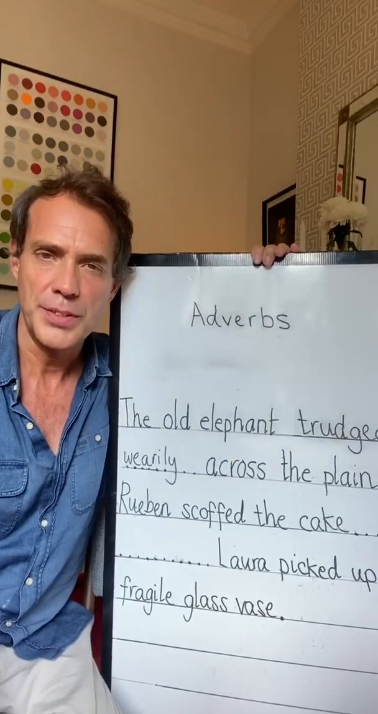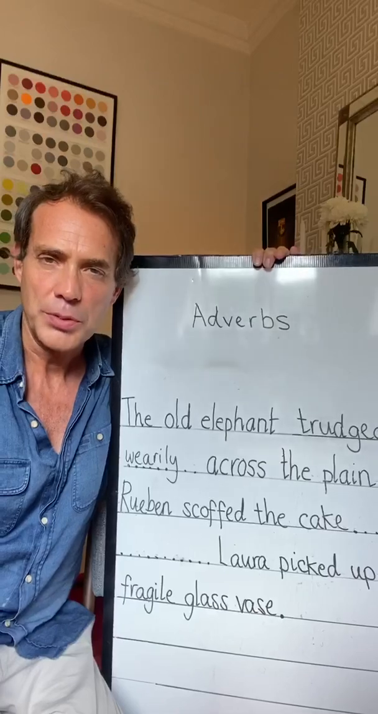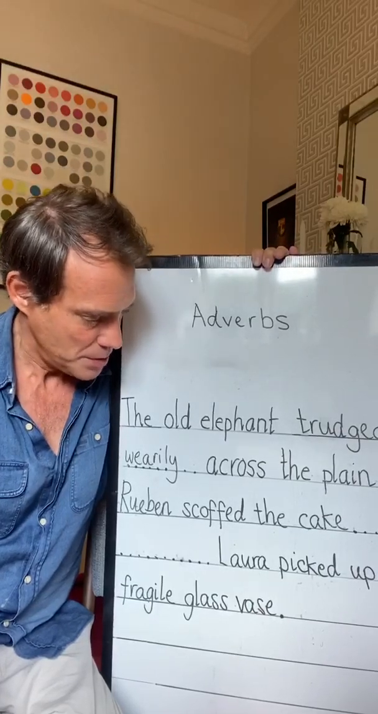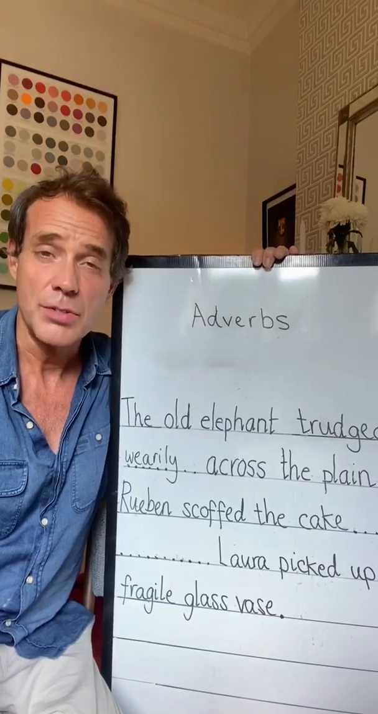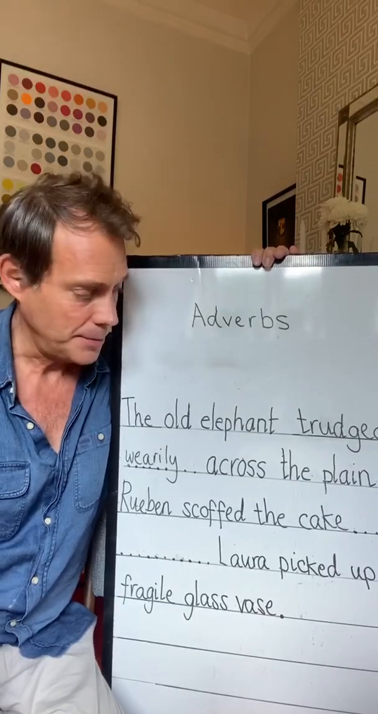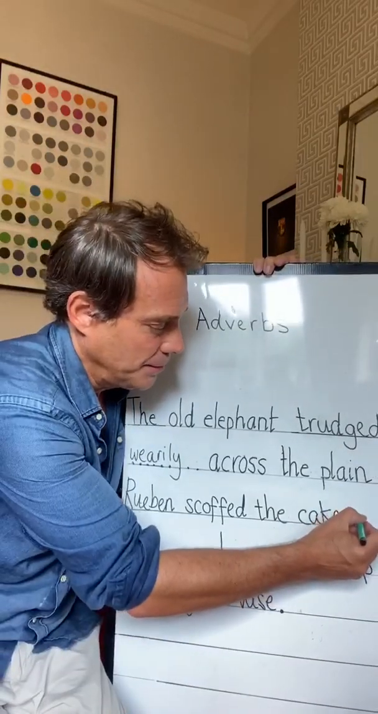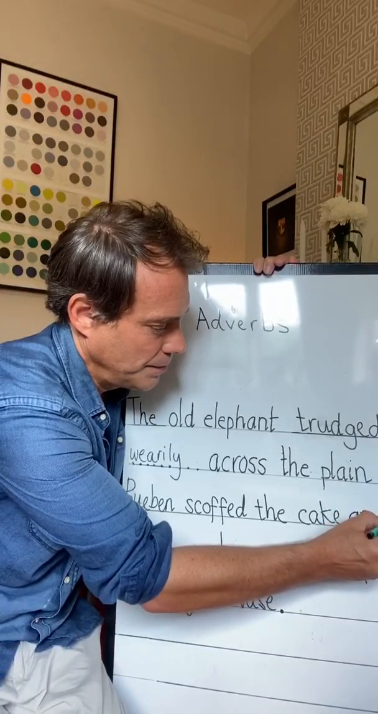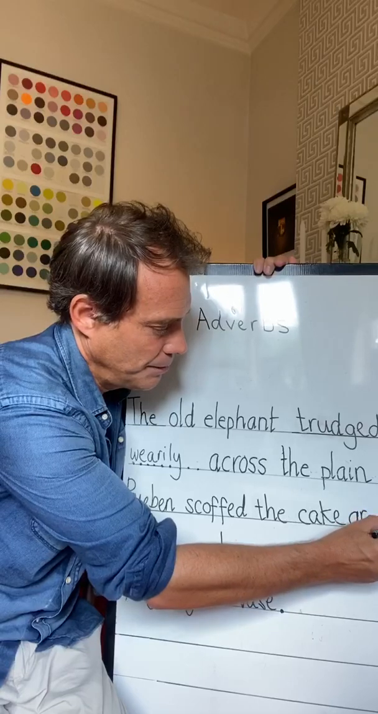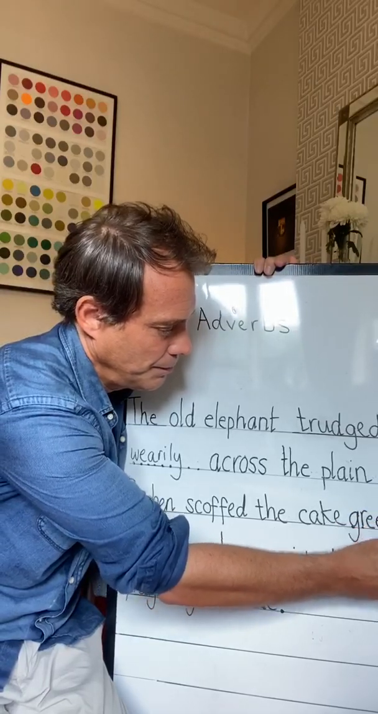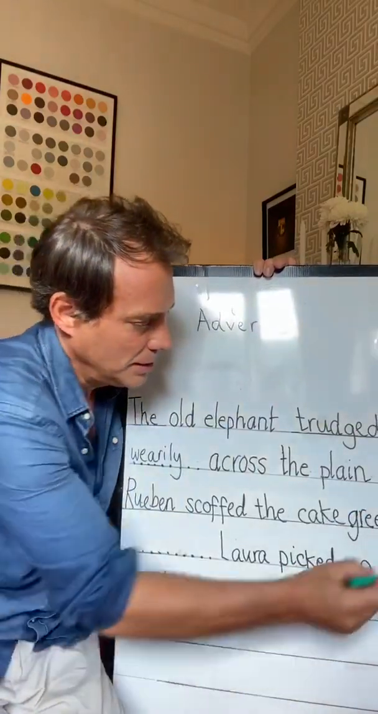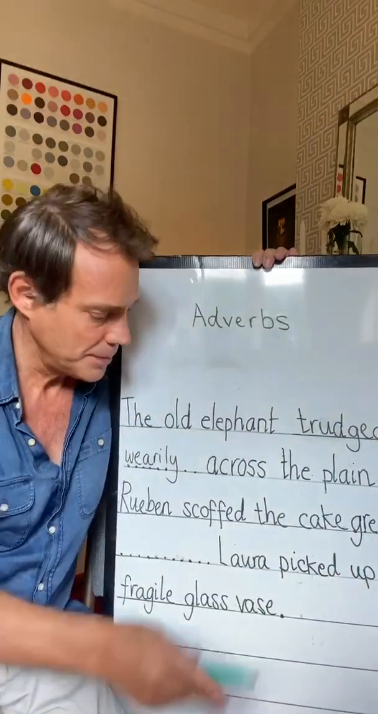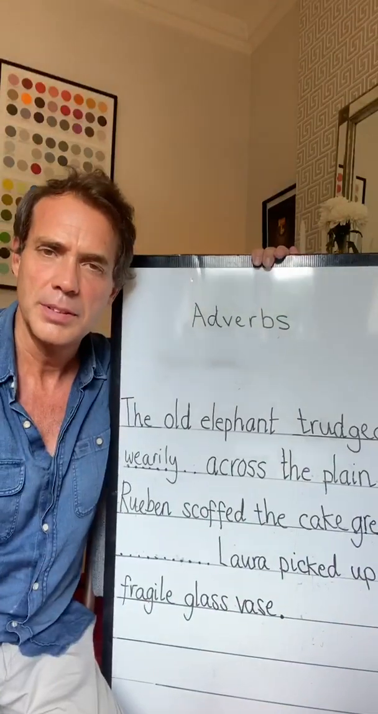Perhaps you could pause the video, give it some thought. Okay, Reuben scoffed the cake. I'm going to use the word greedily. Greedily. I hope I have space. Greedily. Full stop. Okay. There's our adverb. It's describing the verb, which is scoffed.